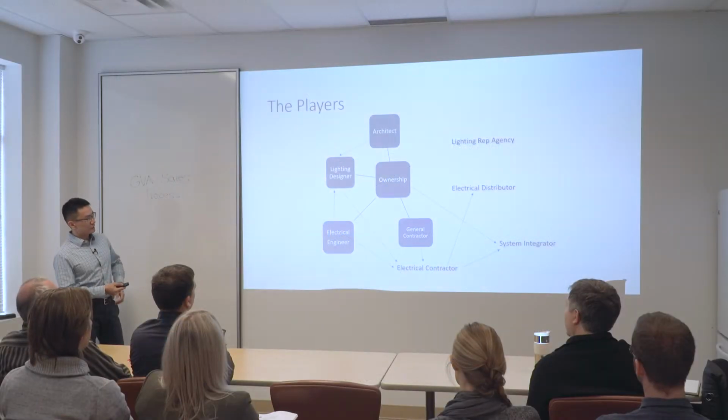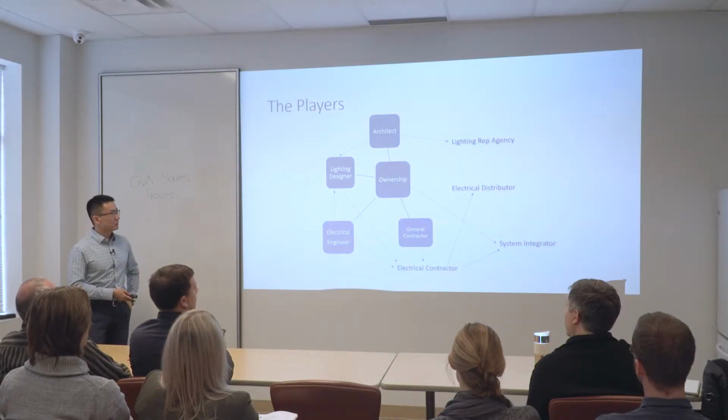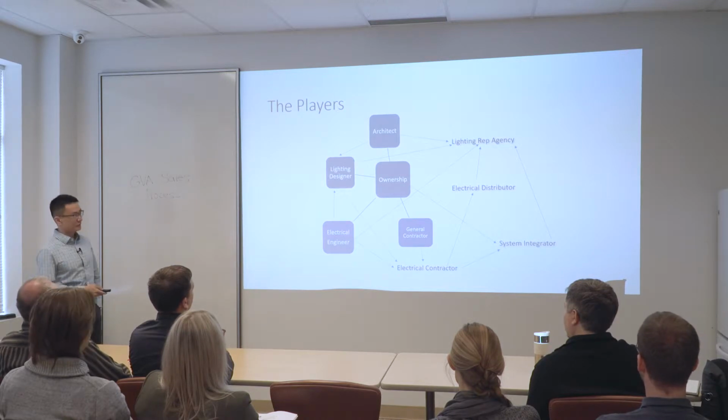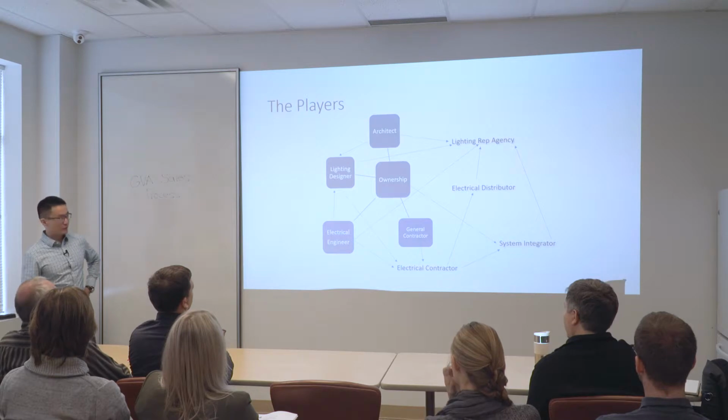So lighting rep agencies have a complex role. They can talk to the architects. They can have a good connection with the architects. They can have a good connection with the lighting designers. They can have a good connection with the electrical engineers. They can be connected through the electrical distributor, or they can be connected to a system integrator. So you can see these guys fill in a lot of different roles depending on the market and the project.